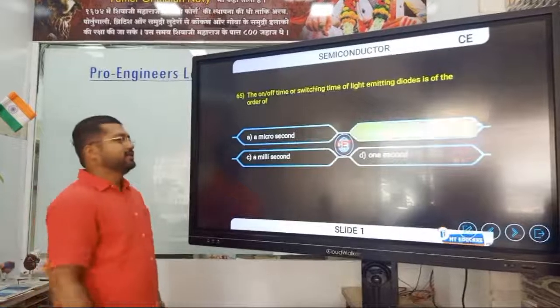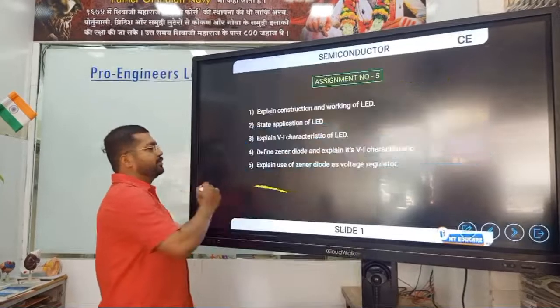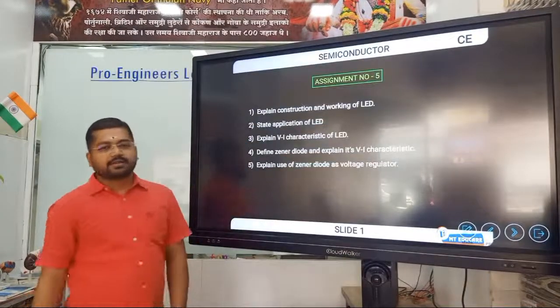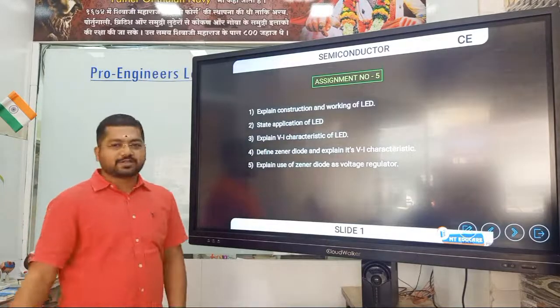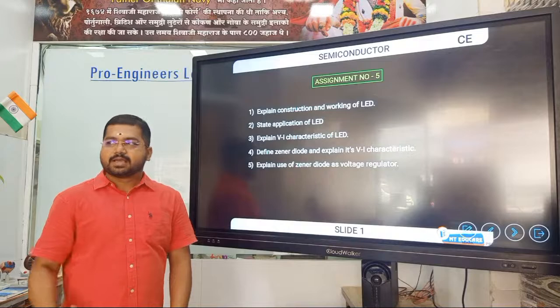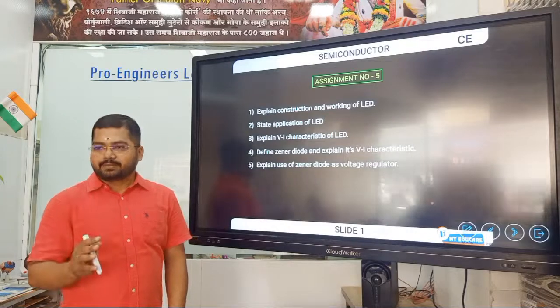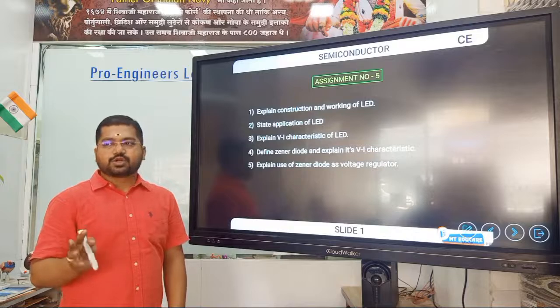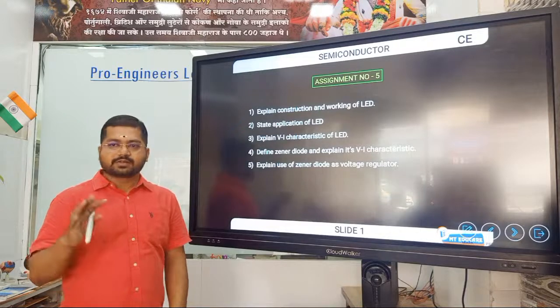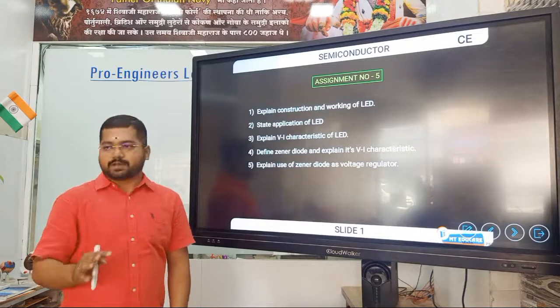It's good that your answer is correct, and for you there is a small gift of 5 questions. You all have to solve these questions as an assignment. So note down the questions and try to solve them based on the prerequisite knowledge which we have discussed in the part 1 and part 2 of semiconductor.